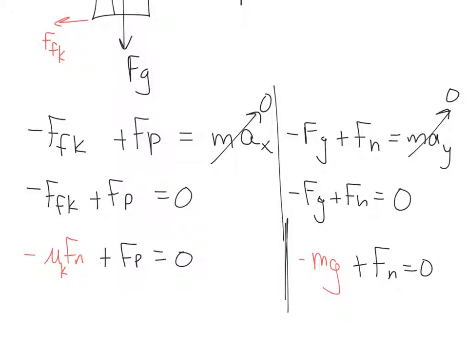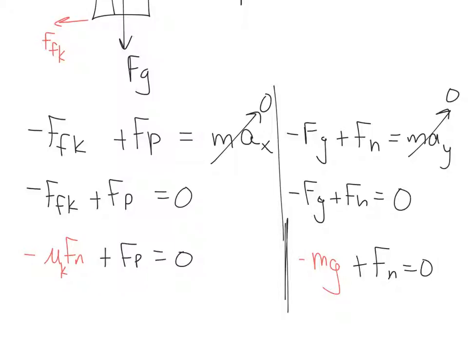And again, it's the same as the last problem. It's literally the same thing. The solution we're going to get is going to be the same, except instead of mu S, it's mu K. That's the only difference in this problem, again, because there's no acceleration.